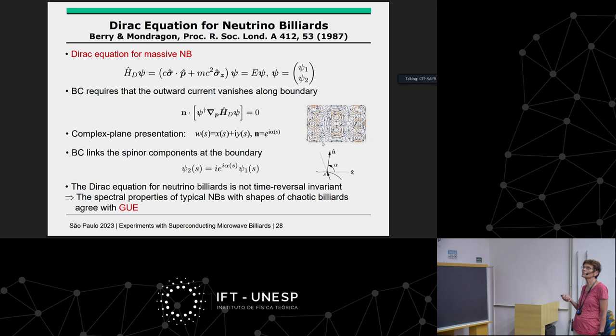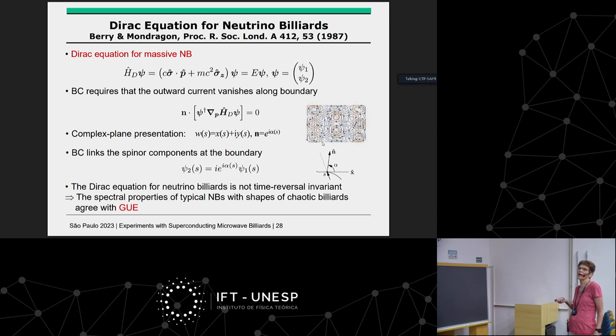To compare to quantum billiards, I used relativistic quantum billiards. There I compared results which were obtained for so-called neutrino billiards. These neutrino billiards were introduced by Berry and Mondragon already in 1987. Then nobody was interested in them anymore until they were able to separate graphene sheets, and then it became of interest again in the context of relativistic quantum chaos. I chose such billiards to compare the properties of the Dirac billiard, of these microwave billiards, to those of relativistic quantum billiards.